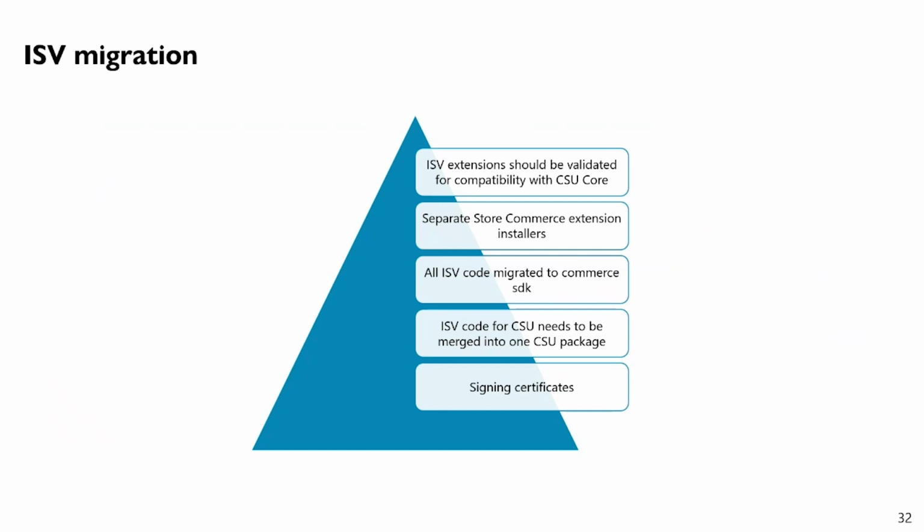If you are an ISV migrating to the Commerce SDK and Store Commerce app, there are changes in the way extension or ISV code or functionality is applied to the Dynamics 365 Commerce environment. First, the ISV extension should be compatible with the CSU core, which means the extension should be built with .NET Standard 2.0 as the target framework.